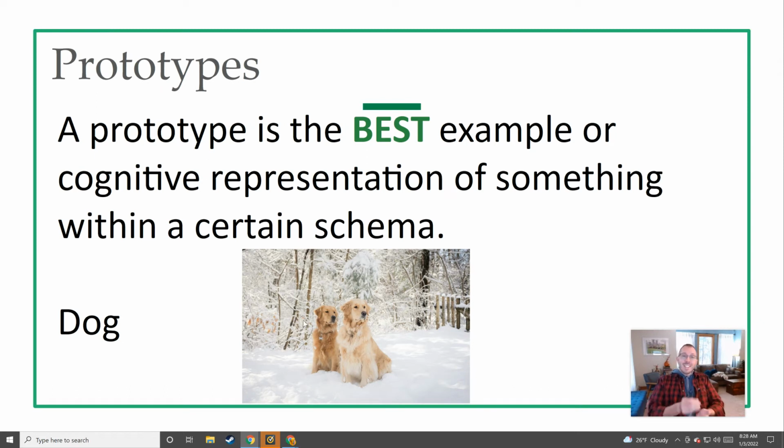Now, a prototype is the best example or cognitive representation of something with a certain schema. So I might say dog is a schema. There's lots of different dogs that can fall into that, right? There's everything from Chihuahuas to golden retrievers. But to me, the best example of a dog, the most dog, is a golden retriever. It's just the most quintessential, best example that embodies that schema. Just like a cardinal might be your prototype of a bird, and kiwis or penguins really aren't. So schemas are the categories, and prototypes are a specific example that you think best represents that category.